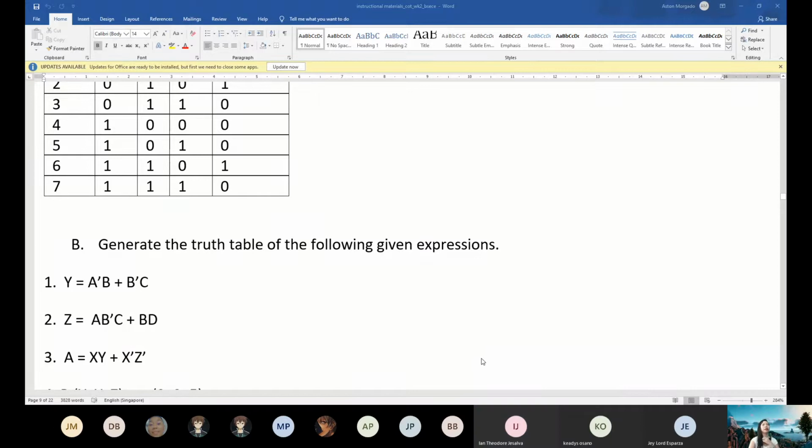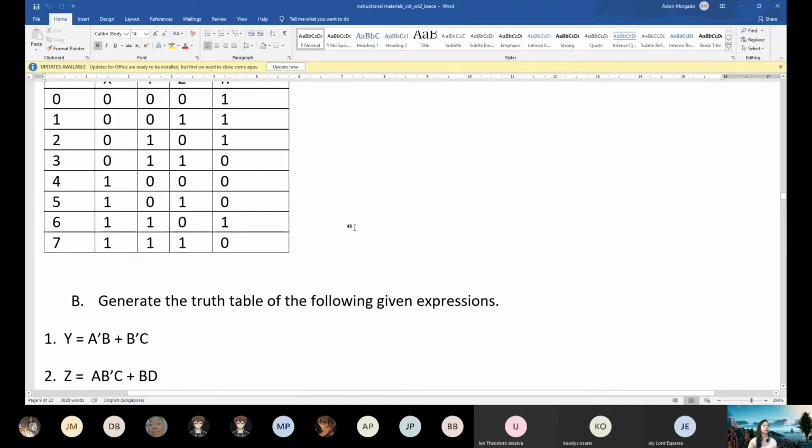Para hindi nakakalito sa inyo, class, make it step by step yung pag-simplify using Boolean algebra. Wag yung i-clump. Unti-unti lang, one step at a time. Kasi nakakalito yung biglaang gusto mo na agad masimplify lahat. Ano nakikita nyo sa screen?